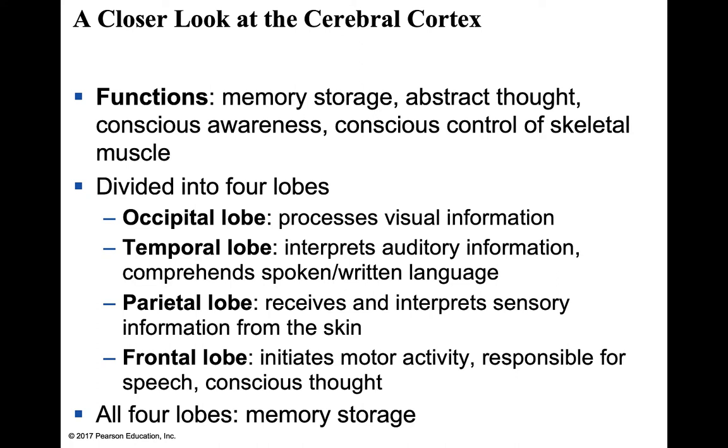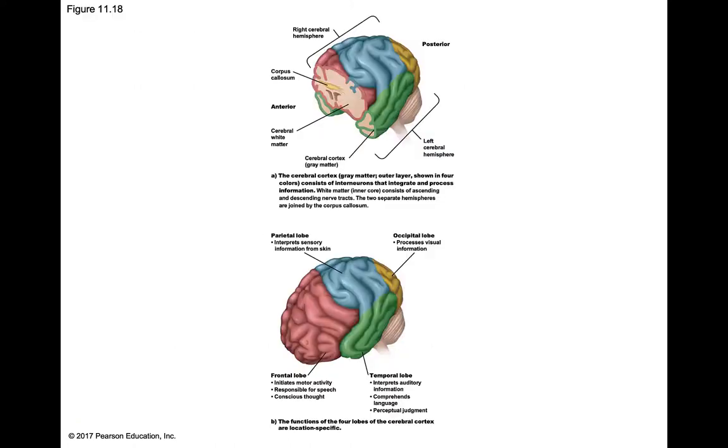Now, the four lobes are as follows. The occipital lobe, that's where visual information is processed. The temporal lobe, this is where auditory information is interpreted. Also, the ability to comprehend spoken and written language. The parietal lobe, that's responsible for the reception and interpretation of sensory information from the skin. And then I have the frontal lobe, and that's responsible for the initiation of motor activity, speech, conscious thought, and so on. Now, all four lobes actually play a role when it comes to memory.